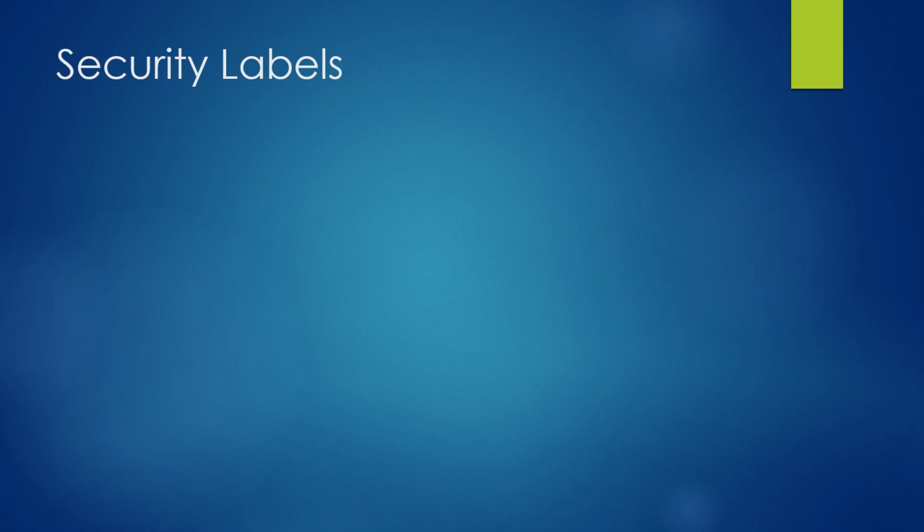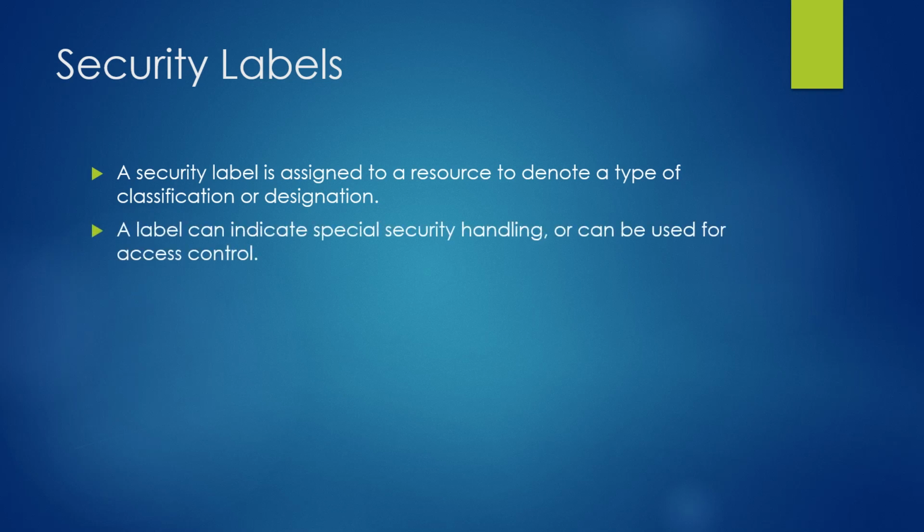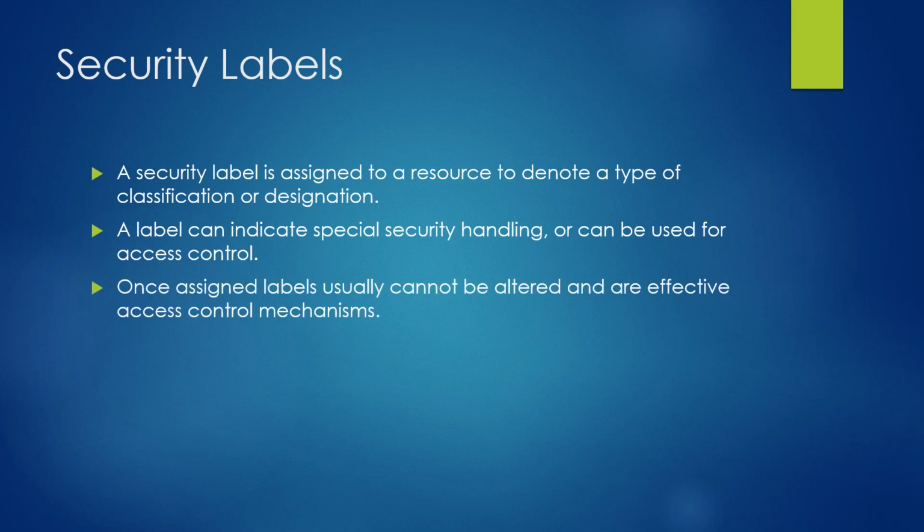Security labels. A security label is assigned to a resource to denote a type of classification or designation. A label can indicate special security handling or can be used for access control. Once assigned, usually these labels cannot be altered and are effective access control mechanisms.